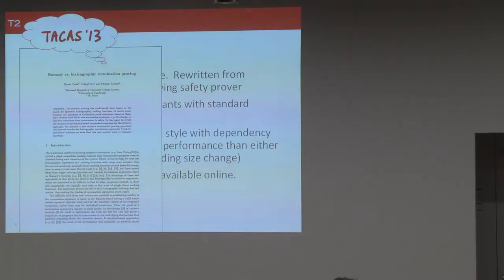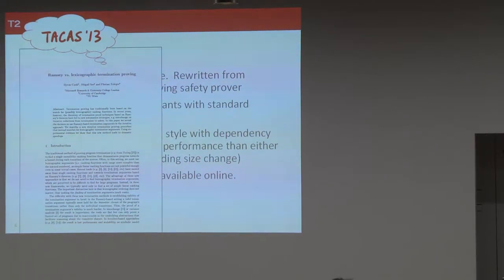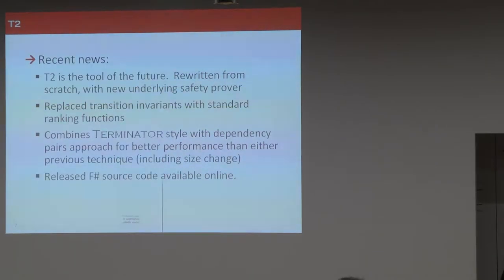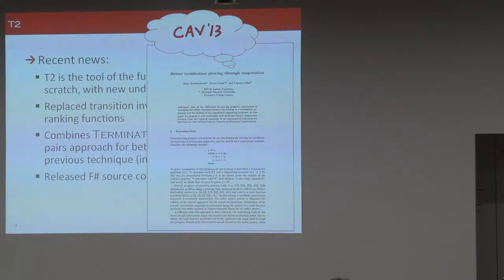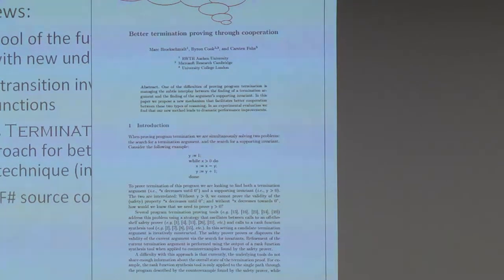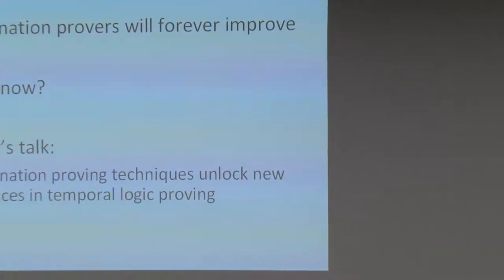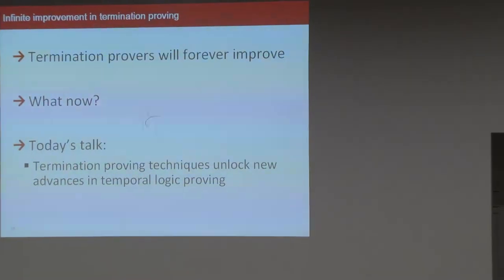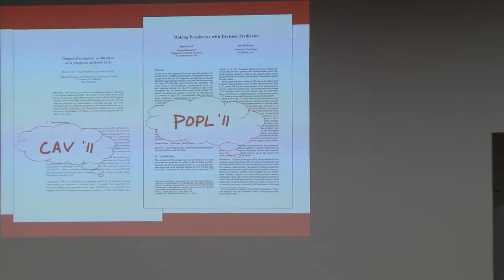This paper is about how we don't use the transition invariance approach. Instead, we use standard lexicographic ranking functions, but we still find them iteratively. And another paper is about how we combine techniques from the dependency pairs approach from rewrite systems together with Terminator, and now we have a tool that is better than the best of both worlds. So anyways, that's what's going on in termination proving. But we're going to go beyond that.